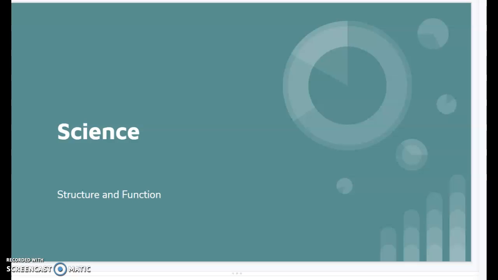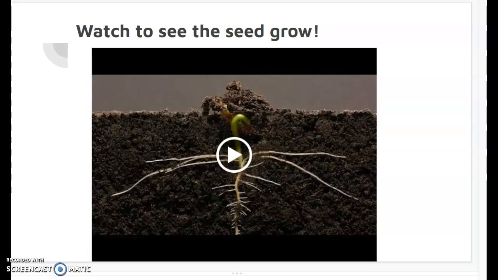Today, friends, we are going to be working on science and we are going to be learning two new words. We will be learning the words structure and function. Structure and function. Today, we are going to be talking about a bean plant and revisiting the bean plants that we had previously talked about.